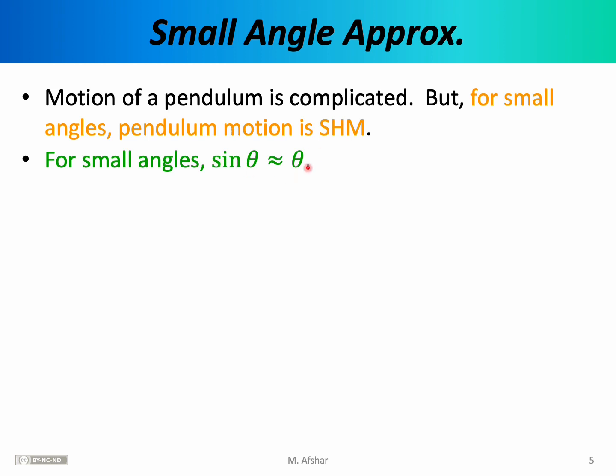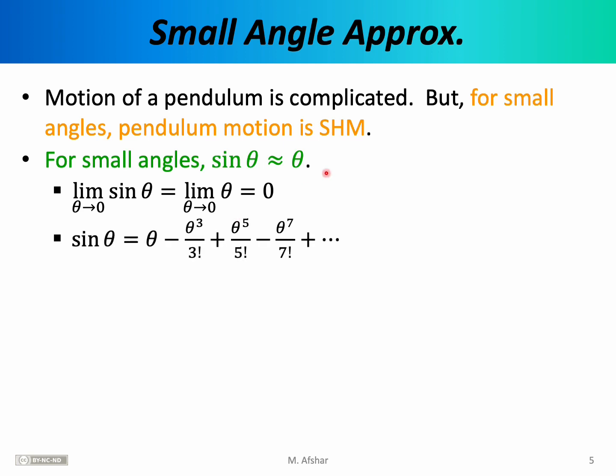You can verify this fact by considering the limits of these functions. For example, the limit of sine of theta as theta becomes very small is 0, and the limit of theta is also 0. So we can approximate theta and sine of theta as essentially the same number in the limit where theta approaches 0.